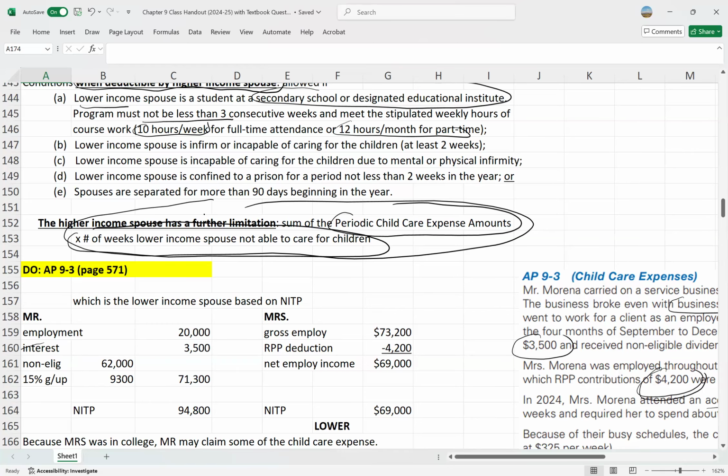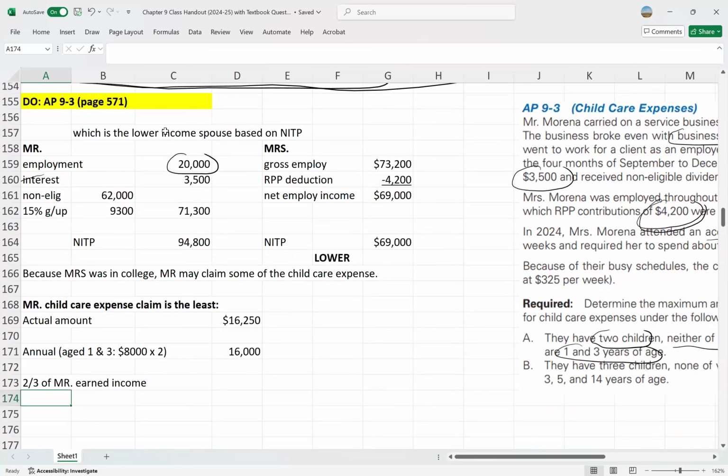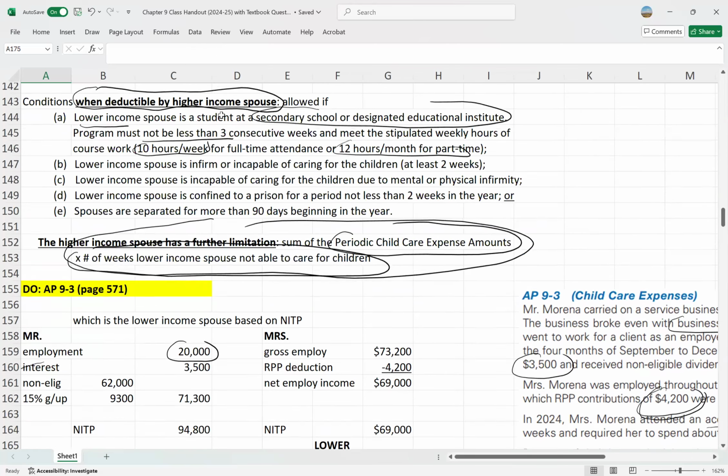So we would only include the 20,000 of employment income. So 2/3 of his earned income, which is 20,000, we multiply that by 2/3, and that's going to be 13,333. But remember, we said there's also a fourth limitation. That fourth limitation is based on the number of weeks she cannot take care of the kids because she's going to college. And so we go up here.